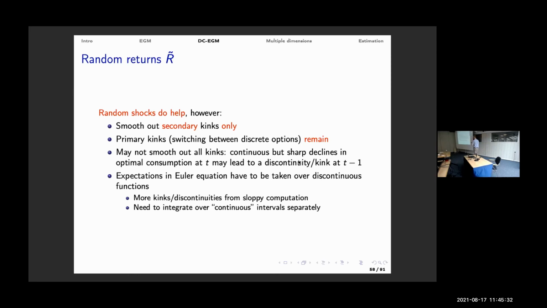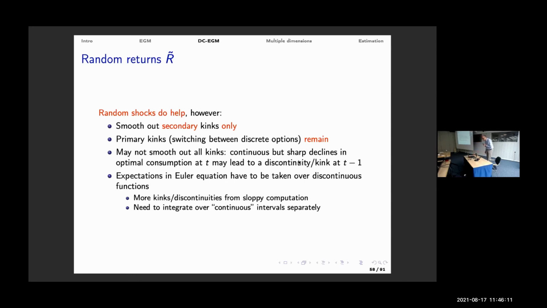So if we have random returns, then we have to calculate expectations in the model, right? But now we calculate expectations of functions which have kinks or even discontinuities. That means we have to have some special approach to calculate those expectations correctly. You can't just use quadrature anymore. In fact, if you do, you will get very strange, spurious additional discontinuities and kinks, just because you don't really know where the quadrature points land on those discontinuous functions that you calculate the expectation of. So this brings an additional complication for the numerical methods.